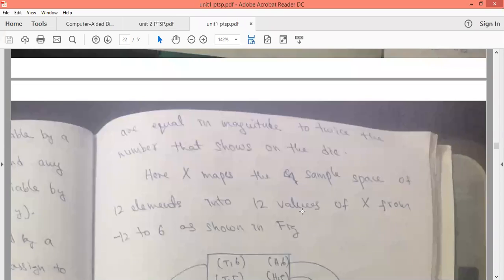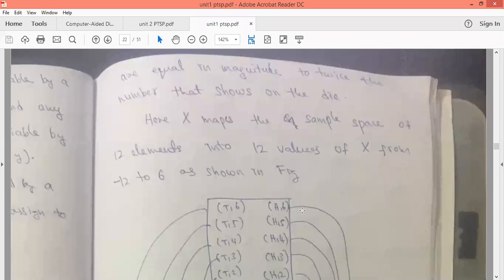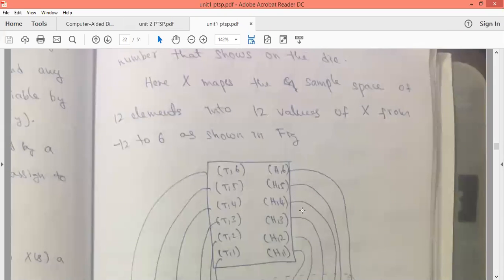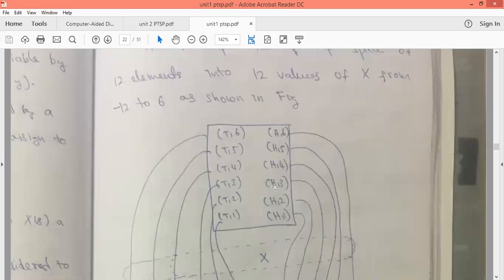So this is the function that is called a random variable. Here these are the possible outcomes. Since we are throwing both a coin and a die, there are 12 possible outcomes.